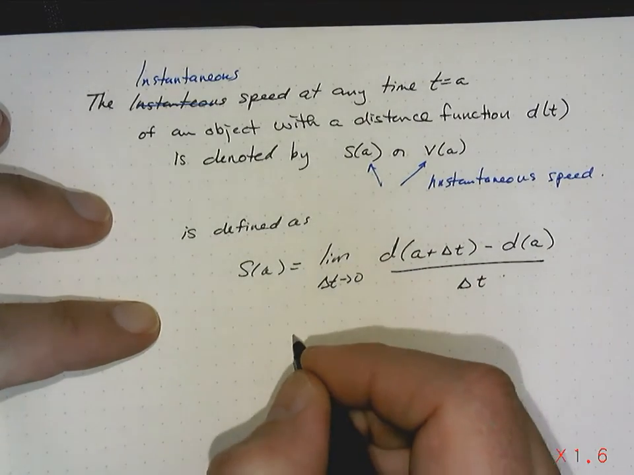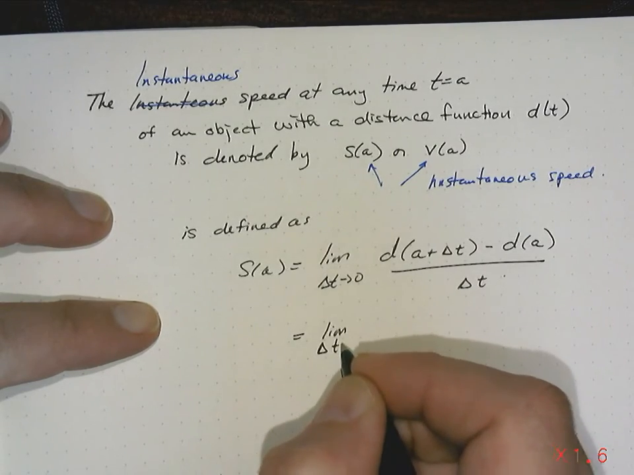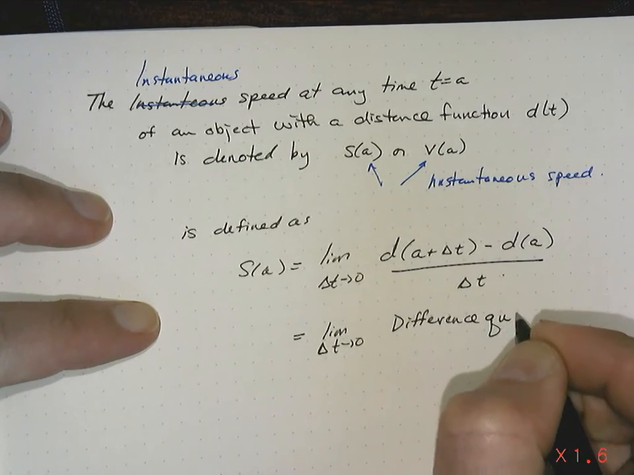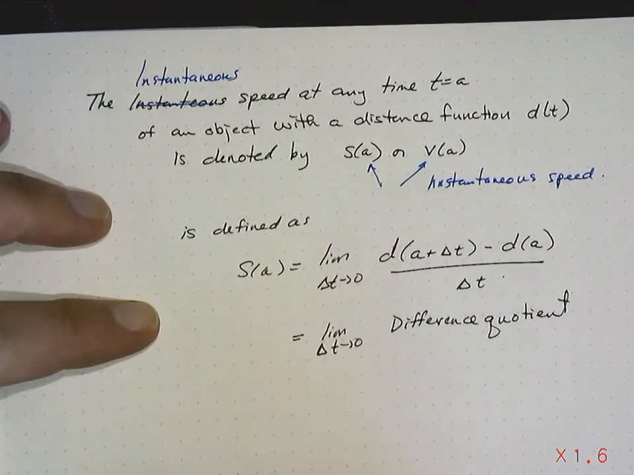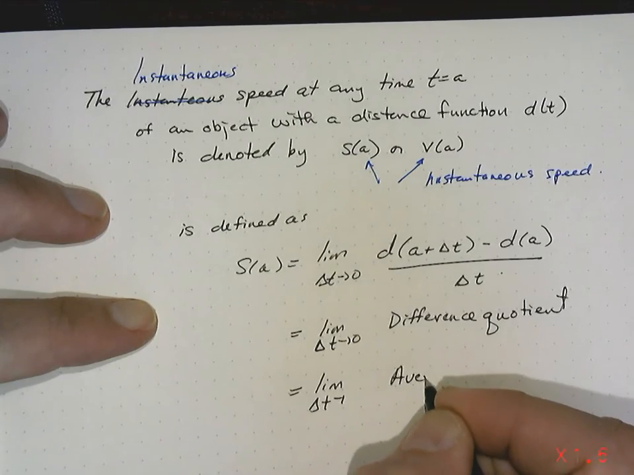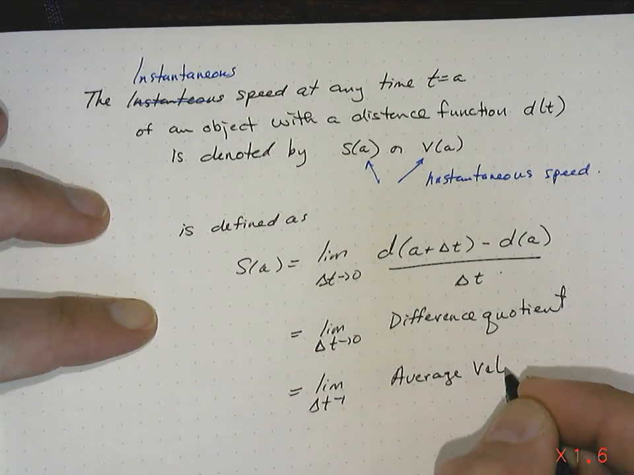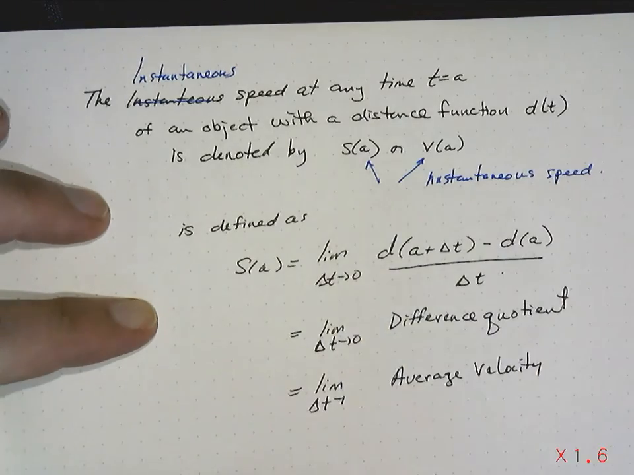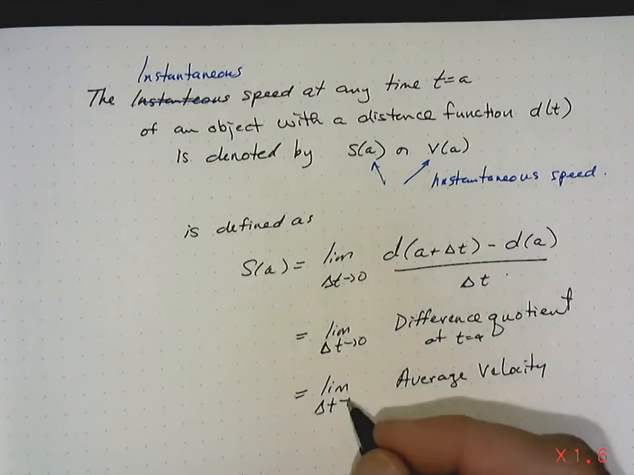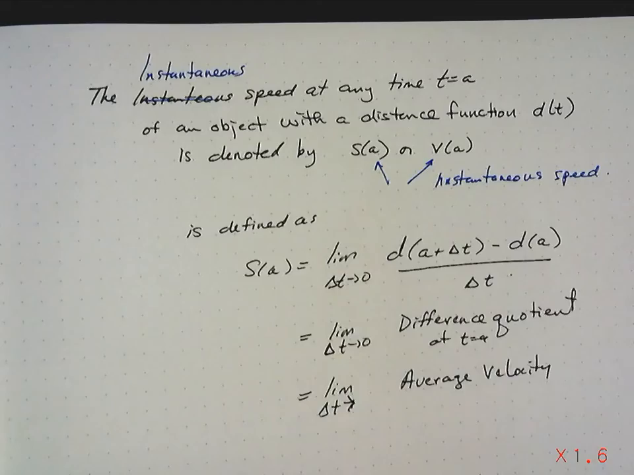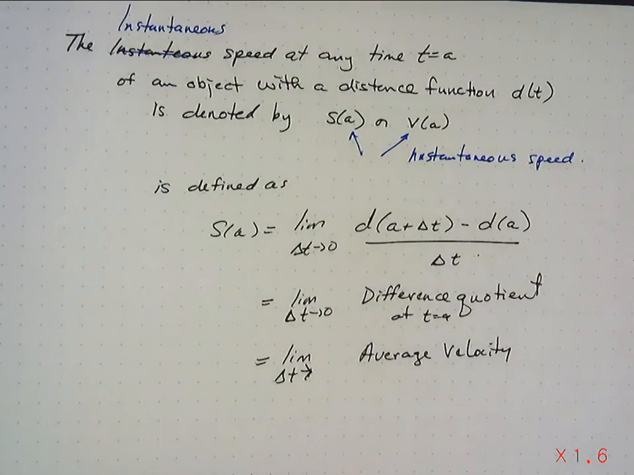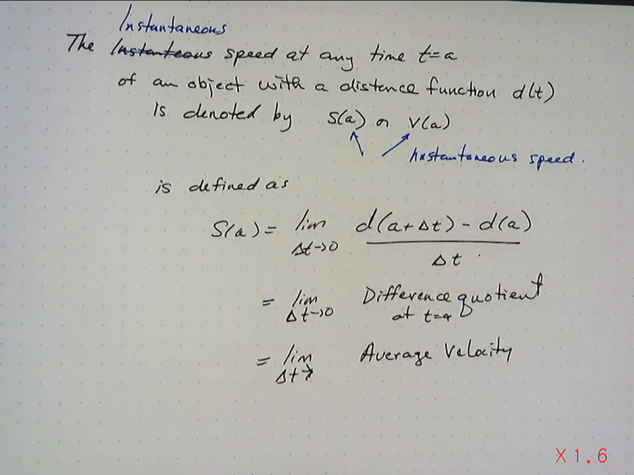Or, in other words, the limit as delta t approaches 0 of the difference quotient. Or, in other words, the limit as delta t approaches 0 of the average velocity at t equals a. And there you go. So that is a definition of the instantaneous speed. And now we'll do some examples with this. I'll stop the video here and come right back.